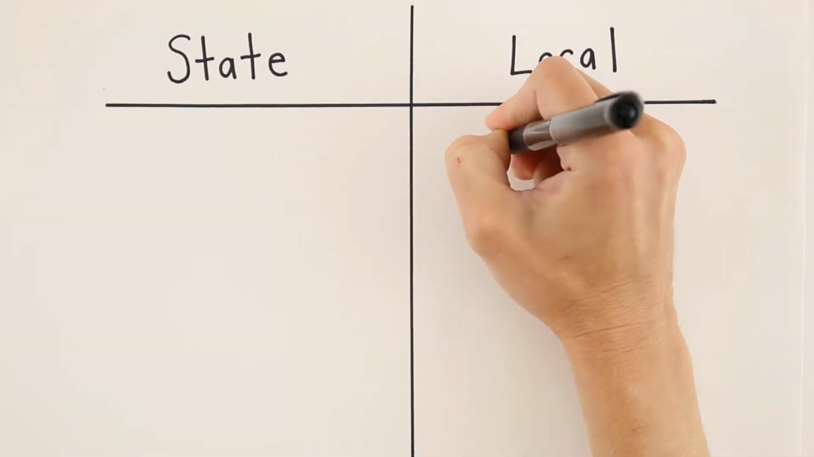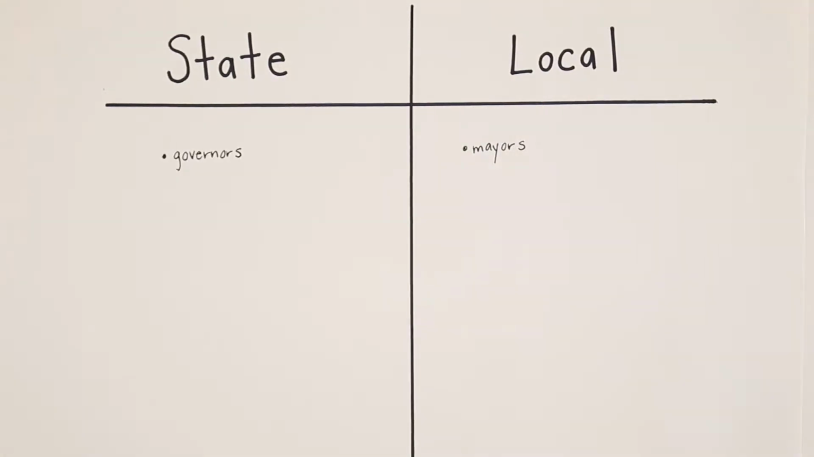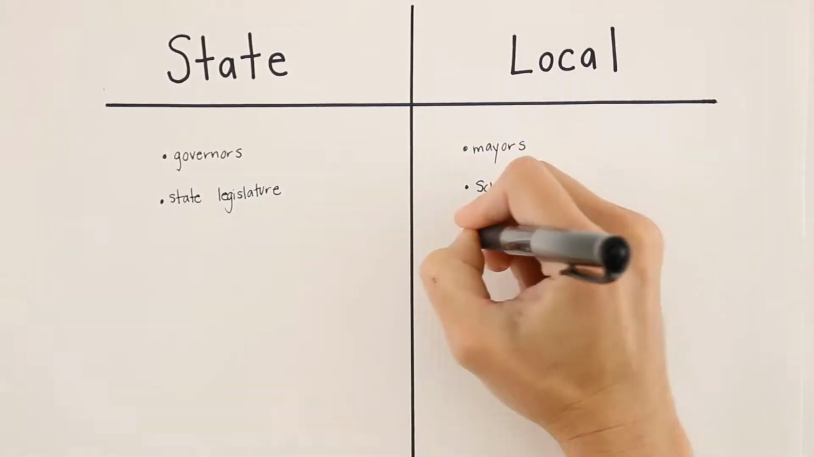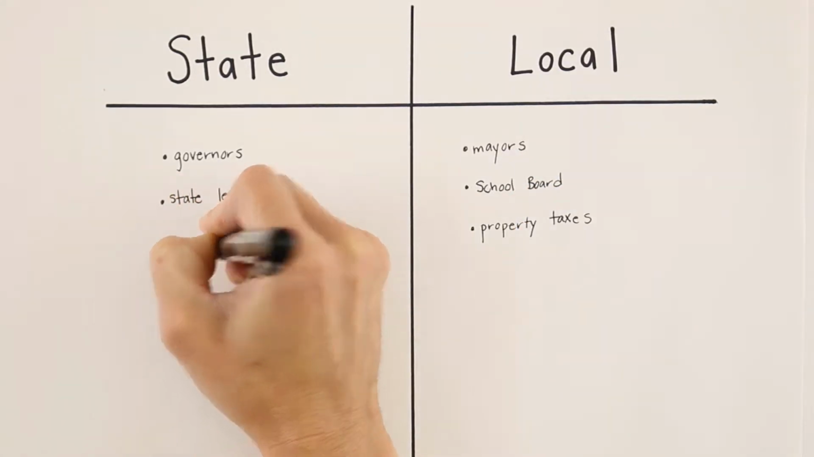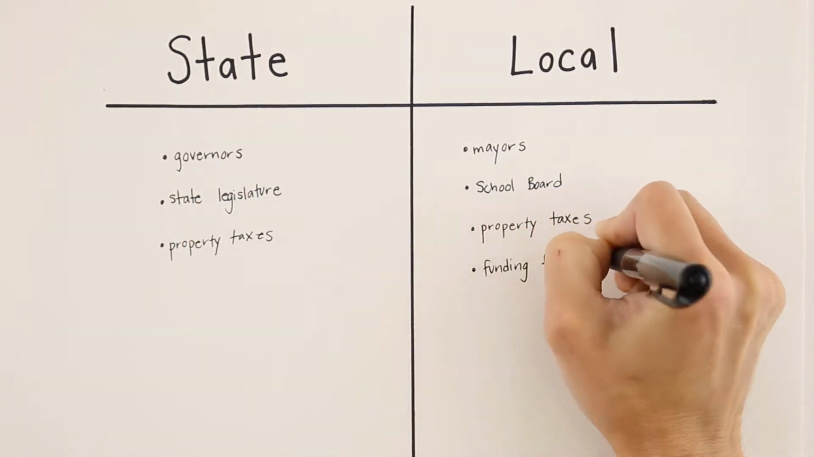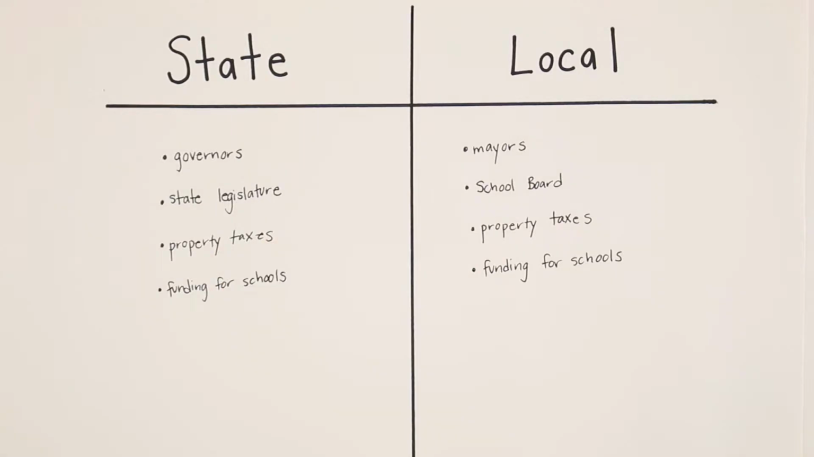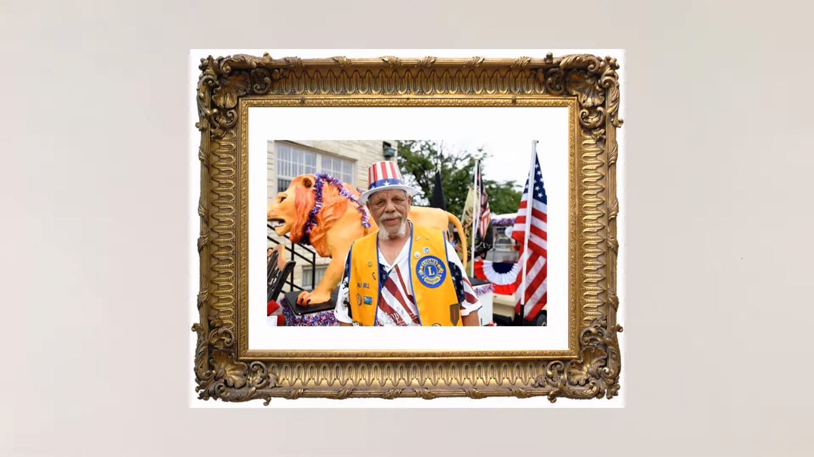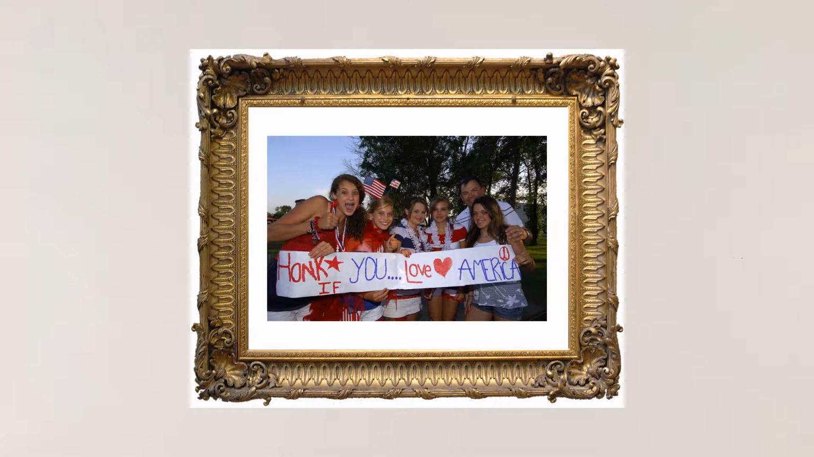At the state and local level, there are elections for individuals such as mayors, governors, school board members, state legislators, and many others. There are also opportunities to vote on issues like property taxes or funding for schools. In some states, citizens can even use voting to have input in the lawmaking process.